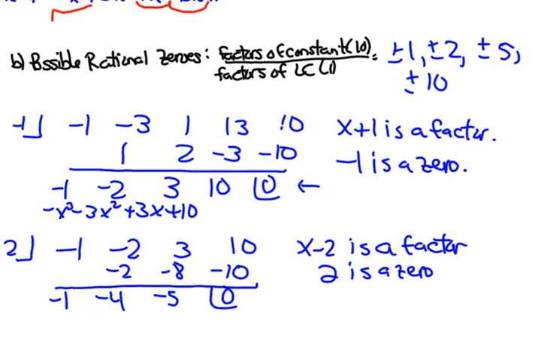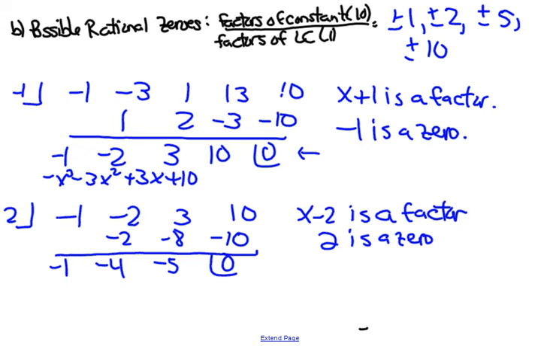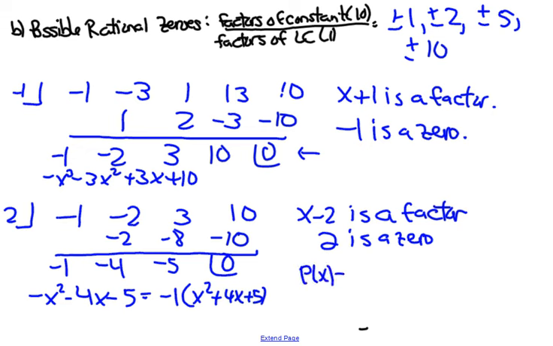Let's see what we now have. We have -x squared minus 4x minus 5, which is the same thing as -1 times x squared plus 4x plus 5. So p of x, I can write as x minus 2, x plus 1, and I'm going to put the negative in front so I don't forget that, and then x squared plus 4x plus 5 here. This is fine because we know x squared plus 4x plus 5 is not factorable. There's no factors of 5 that add up to be 4.